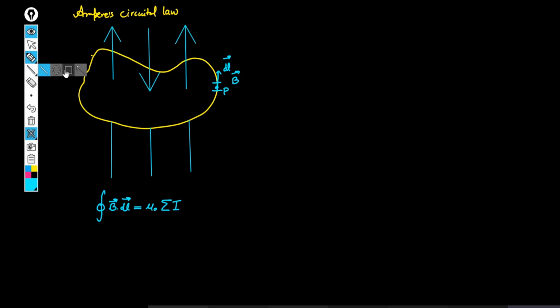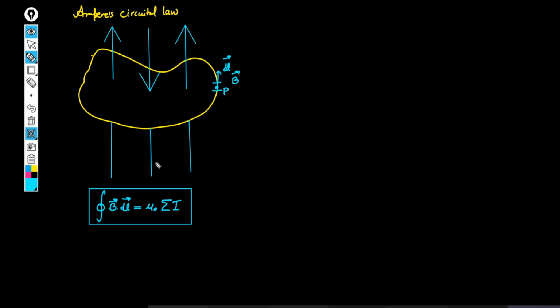Again I will repeat this. The line integral of magnetic field over a closed loop is mu naught times the algebraic sum of electric current enclosed by the loop. This is Ampere's circuital law.